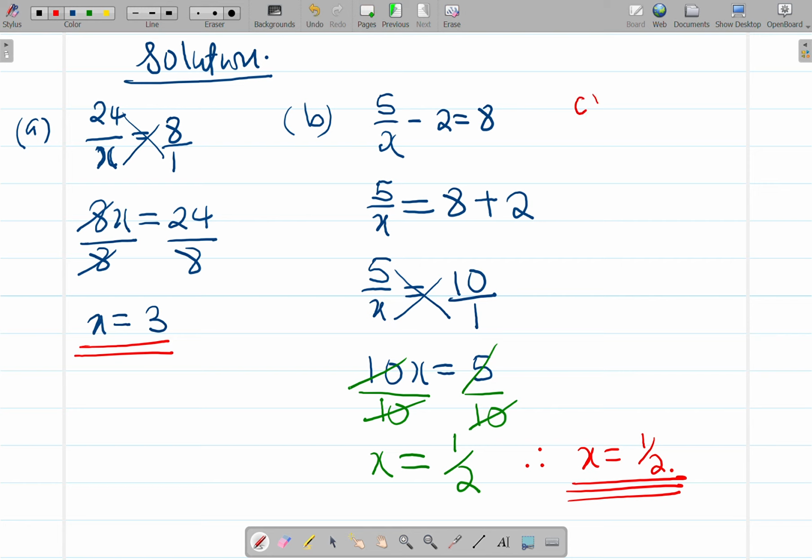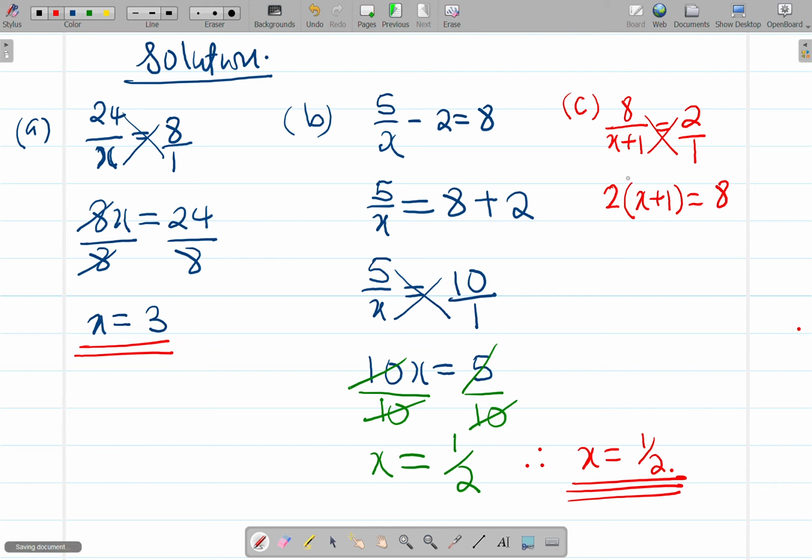So I'll call this my C. 8 over x plus 1 is equal to 2. For this one, we make the right hand side a fraction as well, so we say 2 over 1. Then we can cross multiply. So we now have 2 multiply x plus 1 is equal to 8 multiply 1, which is just 8.